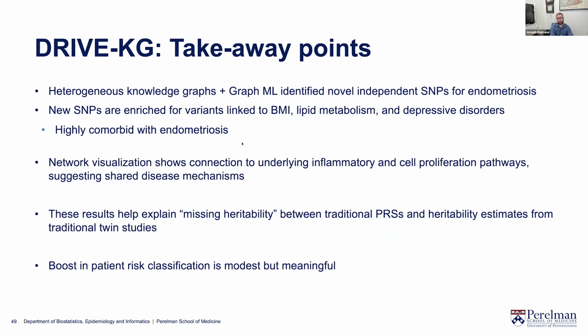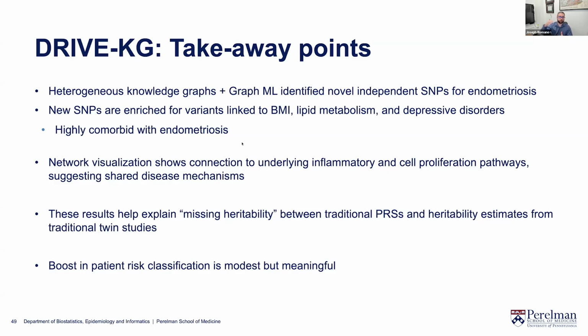These new single nucleotide polymorphisms tend to be enriched for variants that are linked to a number of different things, including body mass index, lipid metabolism, and depressive disorders. All of these are highly comorbid with endometriosis, as is obesity. And by visualizing these networks, we showed connections to underlying inflammatory and cell proliferation pathways, which suggest shared disease mechanisms between those diseases. So these results help explain something that's known as the missing heritability problem between traditional polygenic risk scores and individual heritability estimates from traditional twin studies.